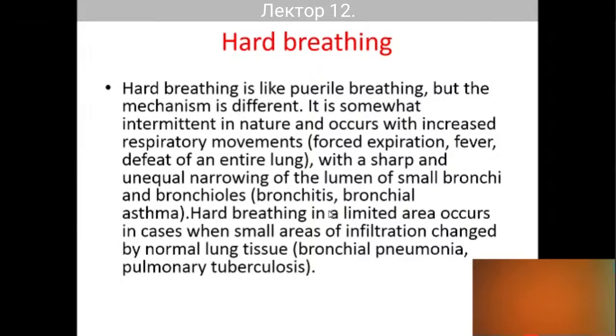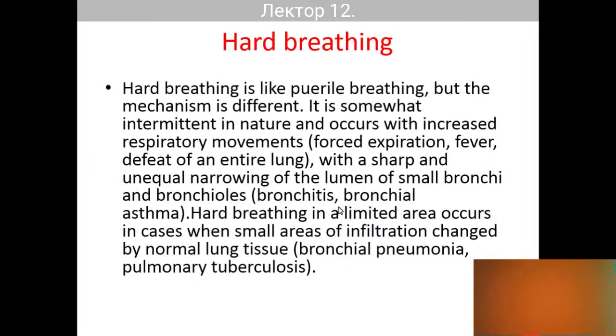With a sharp, unequal narrowing of the lumen of small bronchi and bronchioles, for example, bronchitis, bronchial asthma. Hard breathing in a limited area occurs in cases when small areas of infiltration are changed by normal lung tissue: bronchial pneumonia, pulmonary tuberculosis.